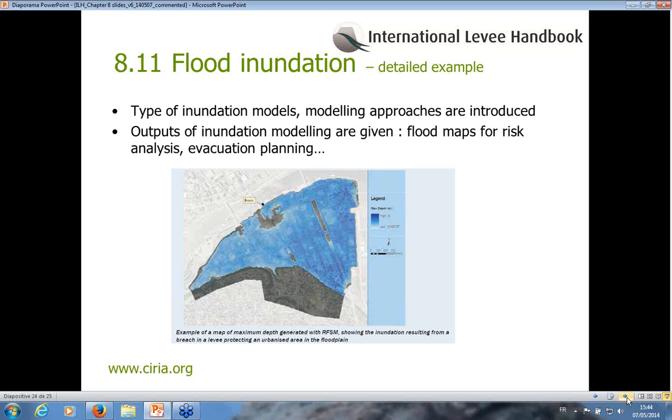Examples of model outputs, such as maps of depths, water levels, and velocities, are given. It is highlighted that they may be used as inputs for evacuation planning, risk analysis, etc. The use of Monte Carlo methods to estimate the effects of breach parameters and uncertainties within an inundation analysis is discussed in the last section.